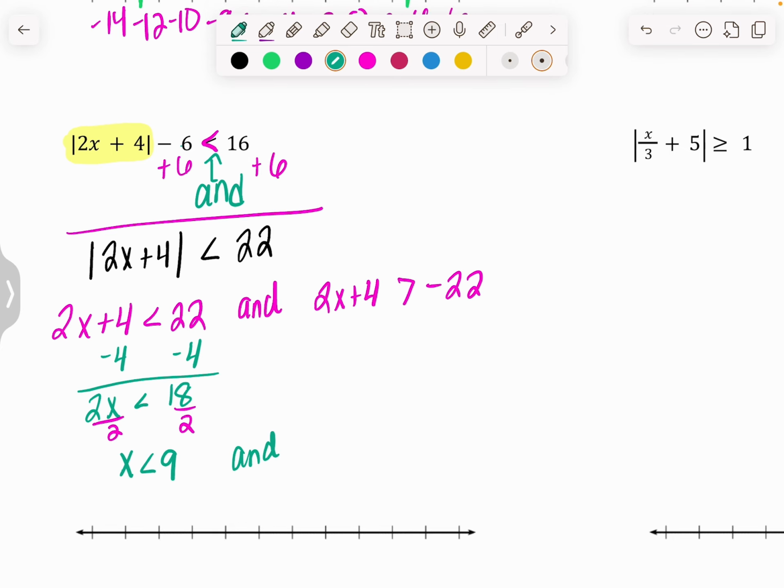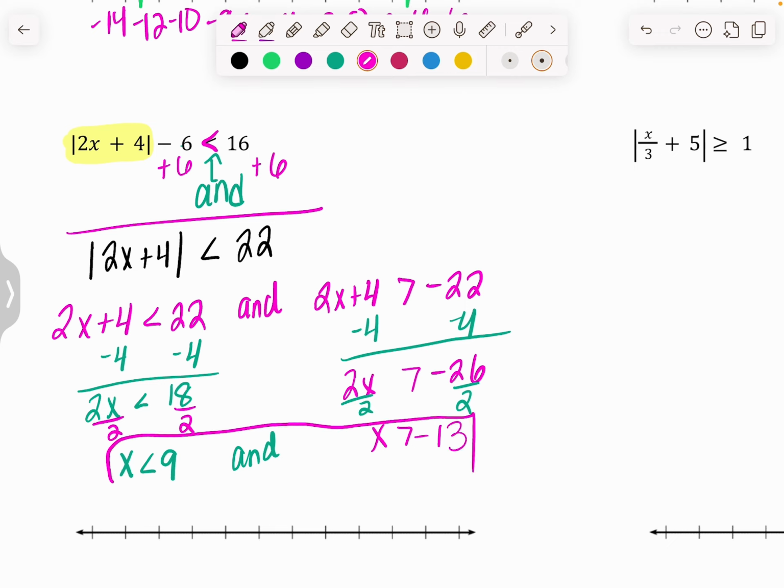And now solve the other side. So it starts the same way, subtract the 4, but because it's negative over here, we are going to end up with 2x is greater than -26. They're both negative, so we're going to add and then divide by 2. We're going to have x is greater than -13. I ended up switching colors halfway through that. Sorry about that.